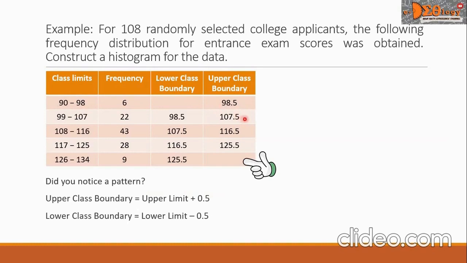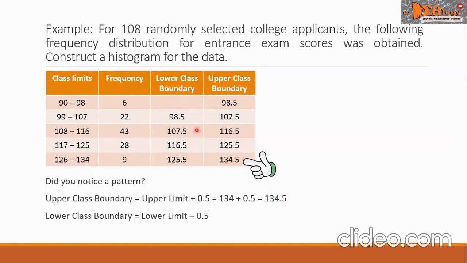The same is for 107.5, that is 107 plus 0.5, we will get this value. And that is also true for this 116.5 and also for 125.5. It means to say, using that pattern, we can simply get the value for our last blank, the upper class boundary of the last class, and that is 134, this upper limit, plus 0.5, we will get 134.5 that we can write in here.